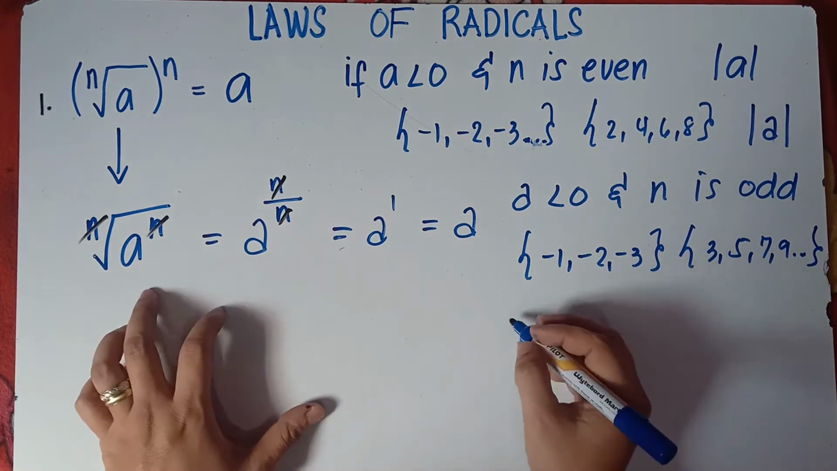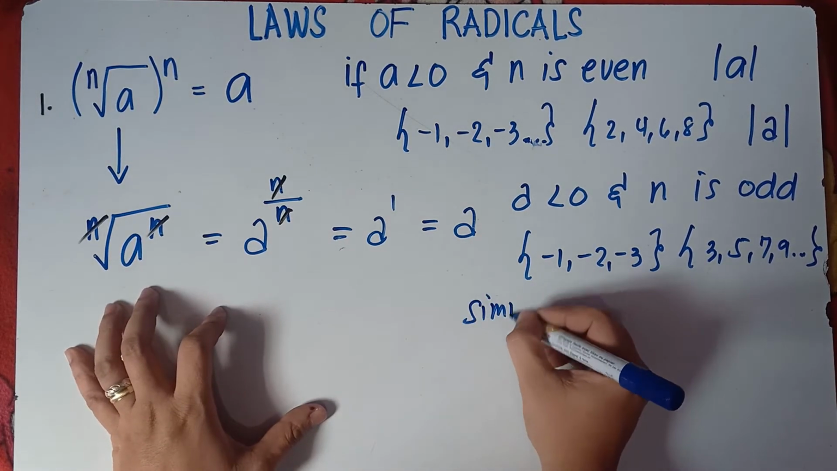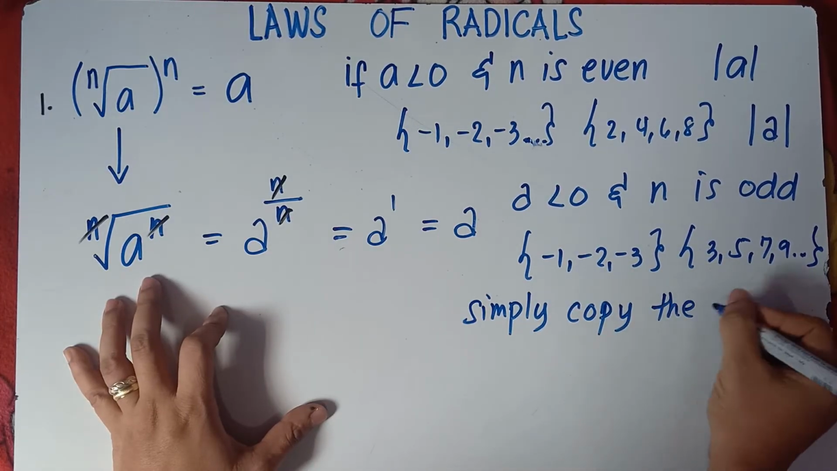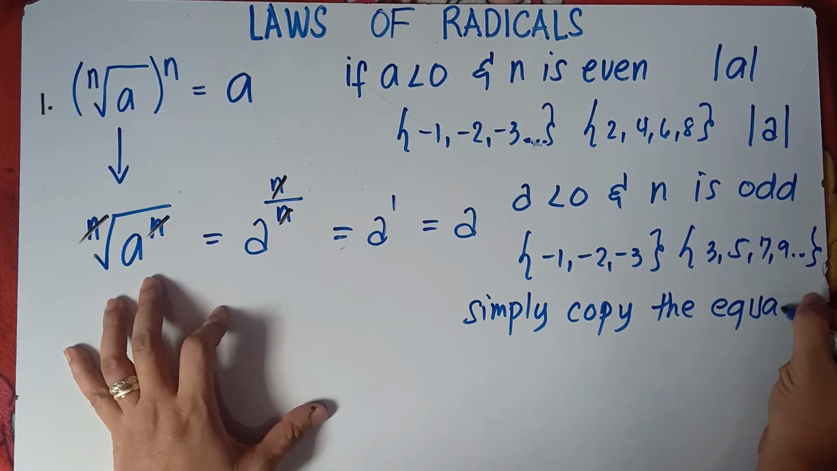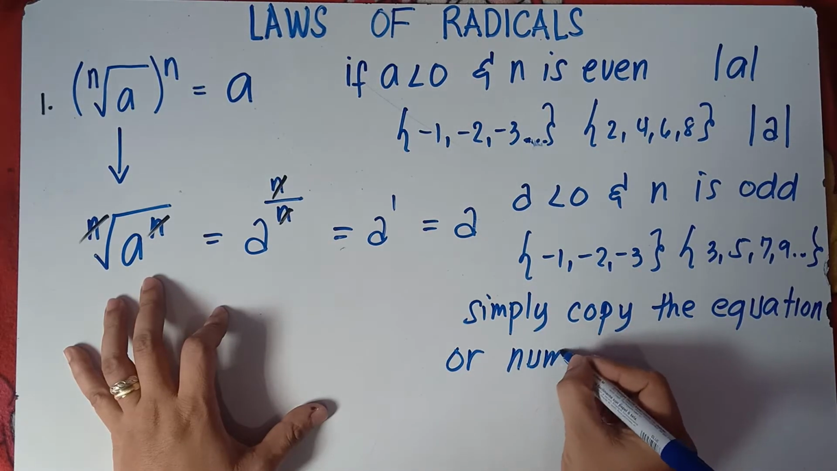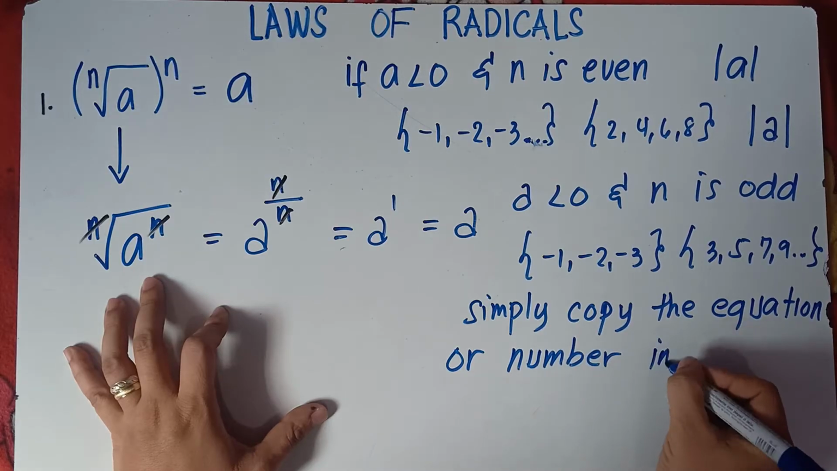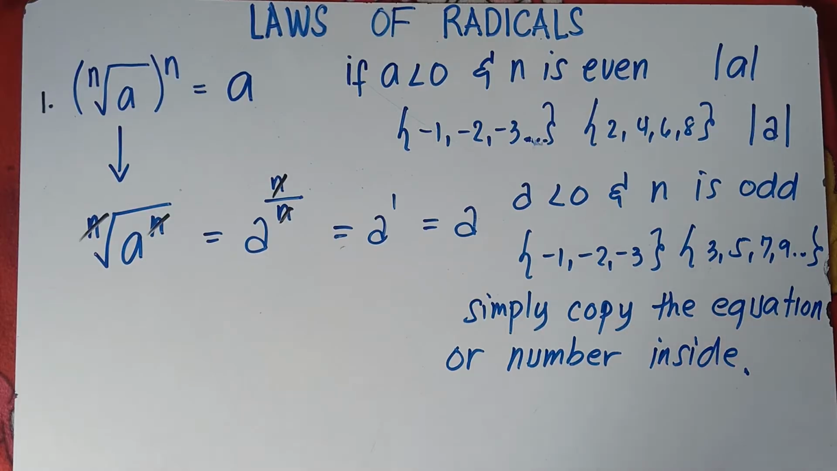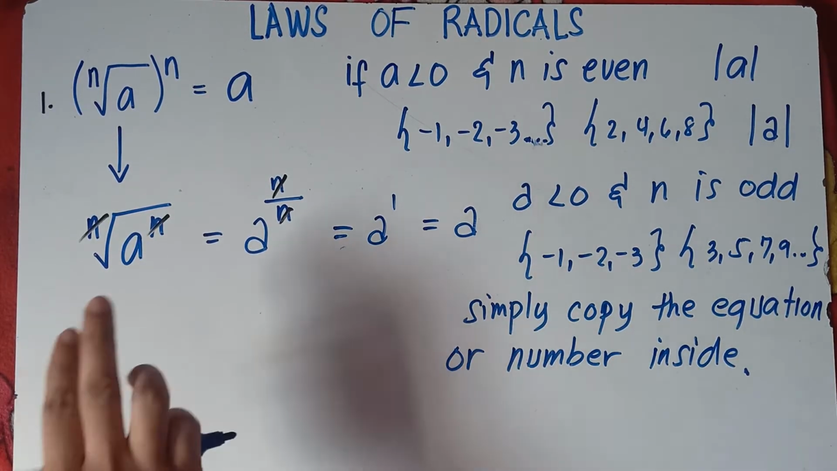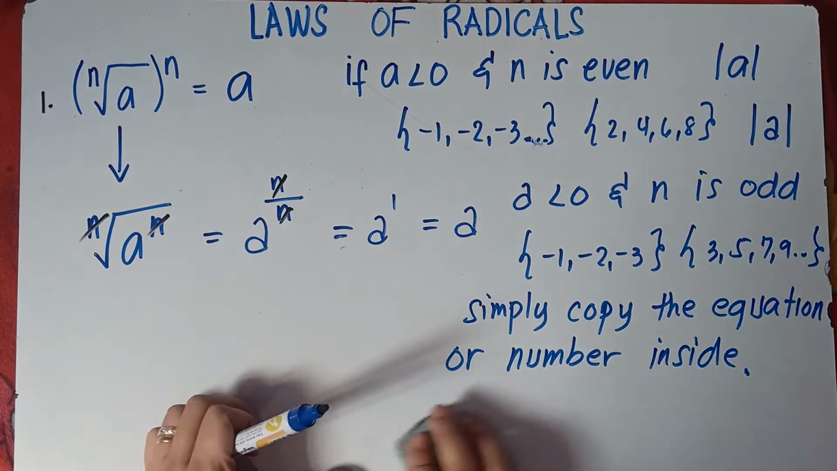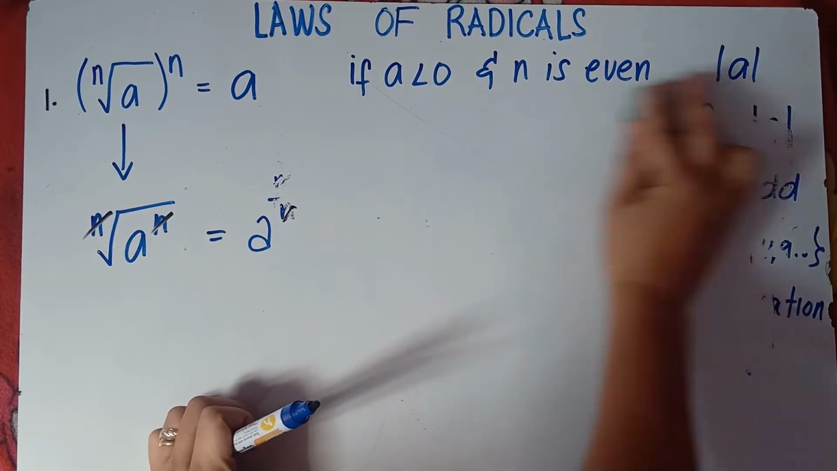Therefore, just simply copy, class. Simply copy the equation or the number inside. I hope you get this one, class, but if not, do not be worried. We will be explaining this one step by step. We will be having examples for positive numbers and for negative numbers. So let's start. Alright, let's try an example.